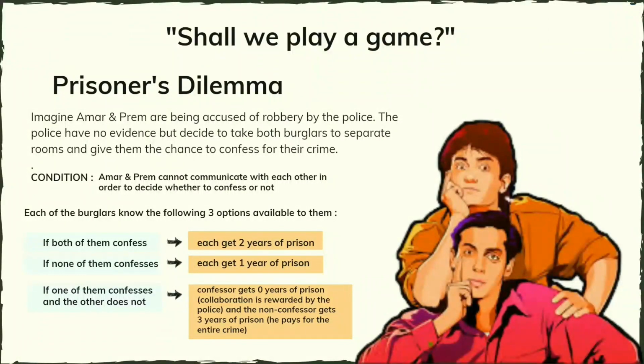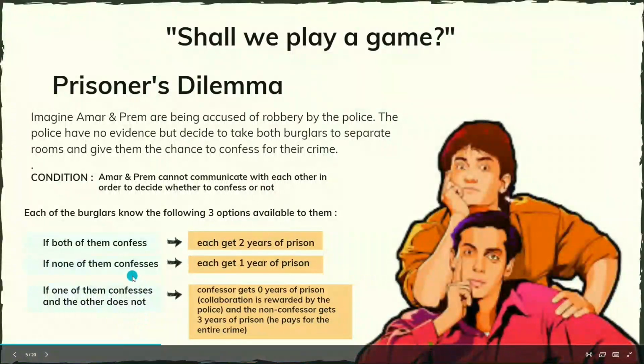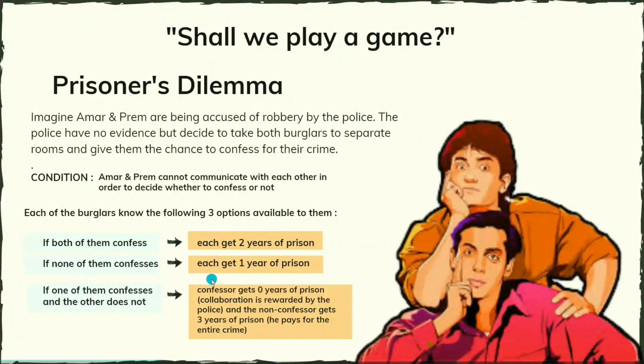Each of the burglars knows the following three options available to them. The first option is that if both of them confess, each one will get 2 years of prison. The second option is that if none of them confesses, each one will get 1 year of prison. And the third option is that if one of them confesses and the other does not, the confessor gets 2 years of prison because he is rewarded by the police for the information he has provided, and the non-confessor gets 3 years of prison because he has to pay for the entire crime himself.